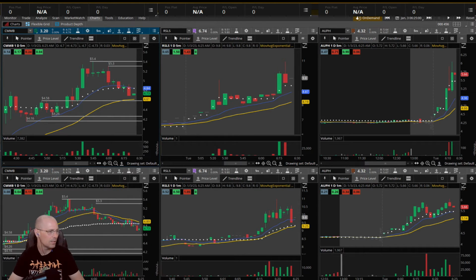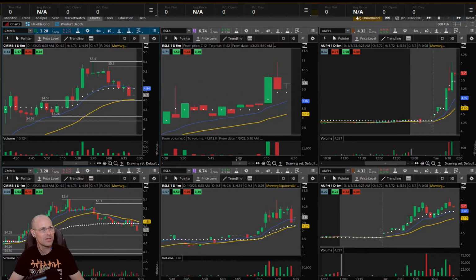RSLS. Oh, actually, this is a simulator. So you notice up here the clock is not moving because I have to push play. Let's get that clock moving. Okay, 5 minutes to go till the market opens now.